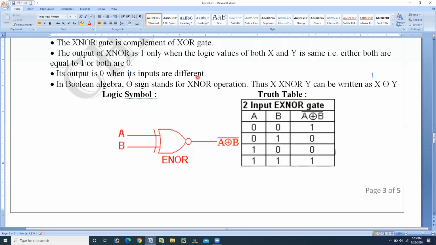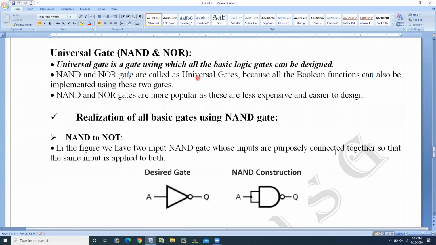Then after this, one more important part, that is the universal gate. After knowing basic and derived, the next heading we are reading is universal gate. Normally we may get a 1 mark question, name the universal gates. The NAND gate and NOR gate are called universal gates. If you get a question on this, take care here: if the question is name the universal gates, you can write NAND gate and NOR gate.